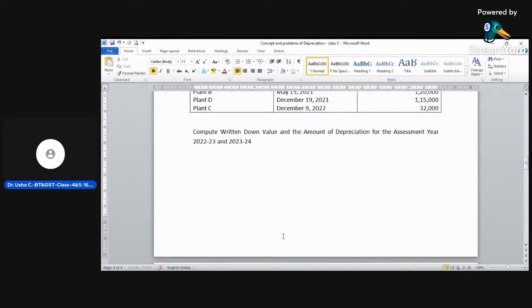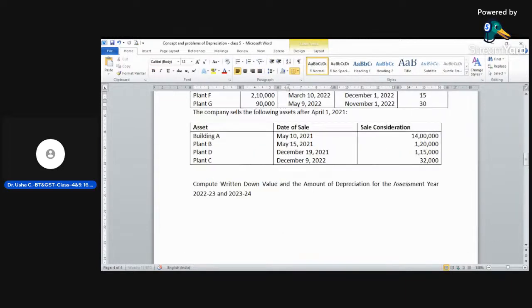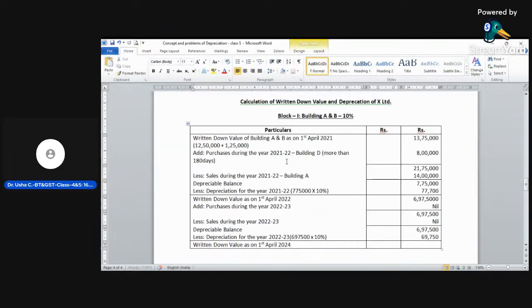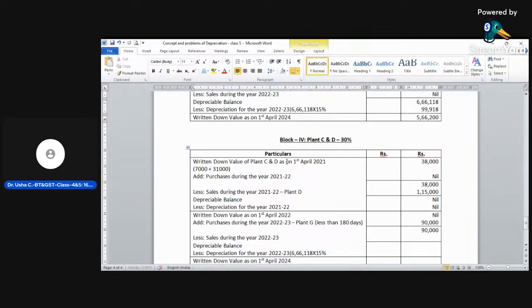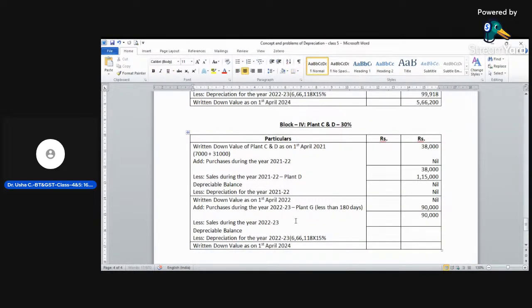Sales during the year, look at here. Plant C is sold. Sold for how much? Sold for 32,000. When was it sold? December 9, 2022. Means in this 22-23, plant C is sold for 32,000. Take this into consideration. Plant C is sold for 32,000. And the balance is 90,000 minus 32,000, which is 58,000. This 58,000 is the depreciable balance.